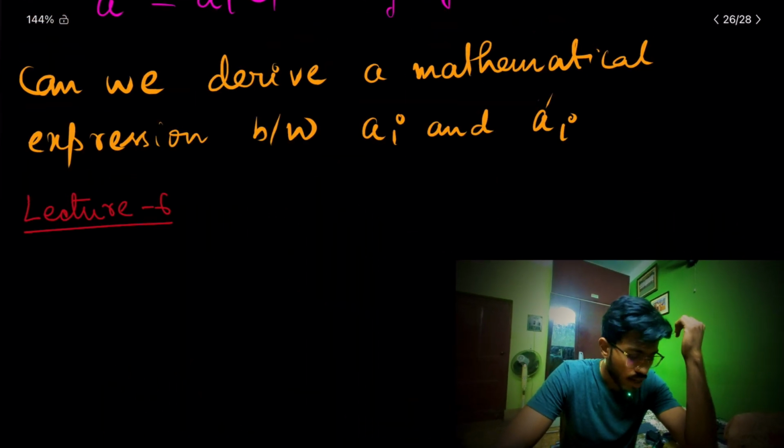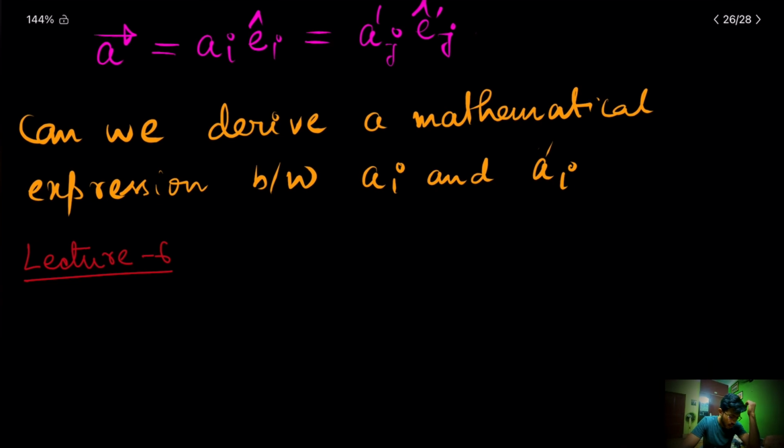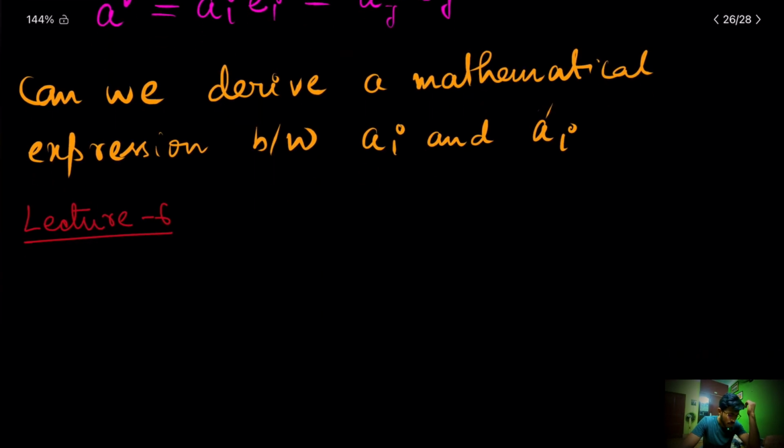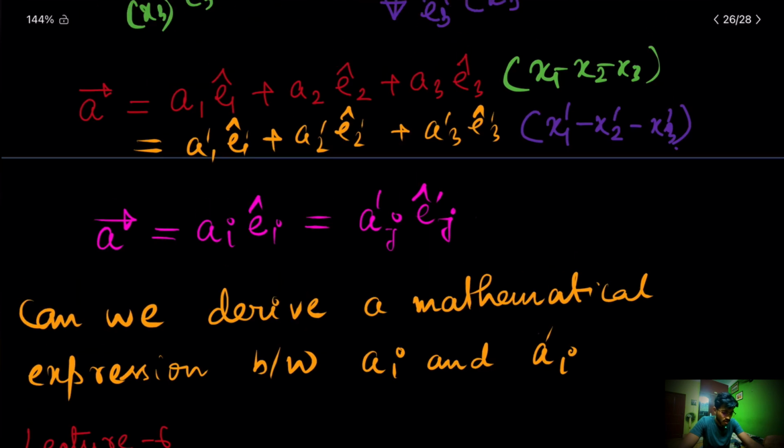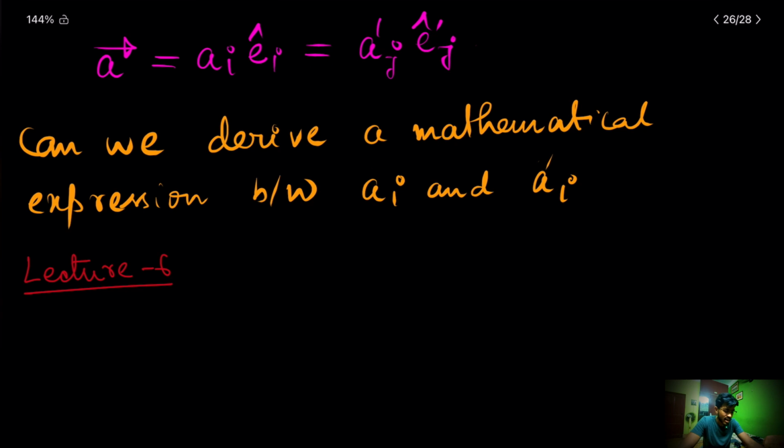So let me put today's lecture number, it is lecture 6, right? Lecture 6. Let me briefly do the recapitulation here: we ended with this question, can we find a mathematical correlation between this Ai and Ai dash, right? Or between this Ai and Aj dash, anything, okay.